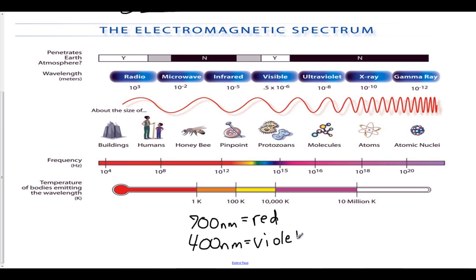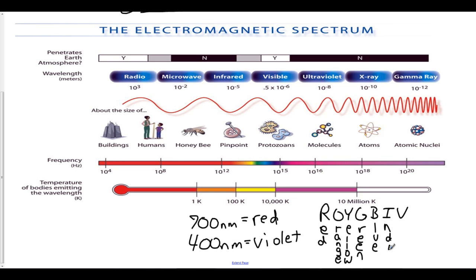Now the spectrum for light follows ROY G. BIV, R-O-Y-G-B-I-V. The R in ROY G. BIV stands for red. And then you have O, which is orange. You have yellow, you have green, blue, indigo, and violet.